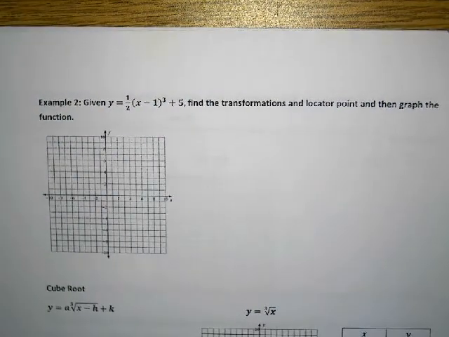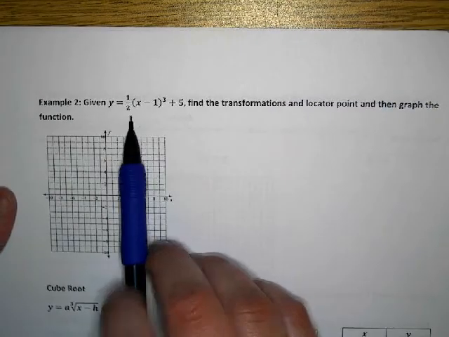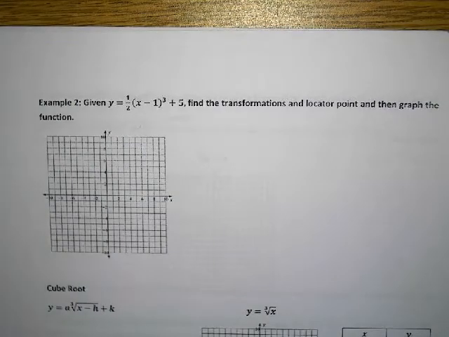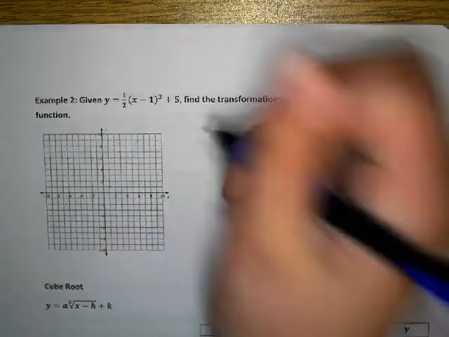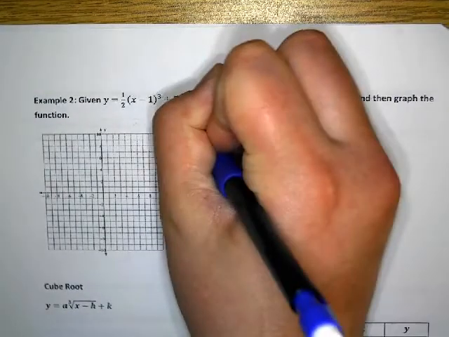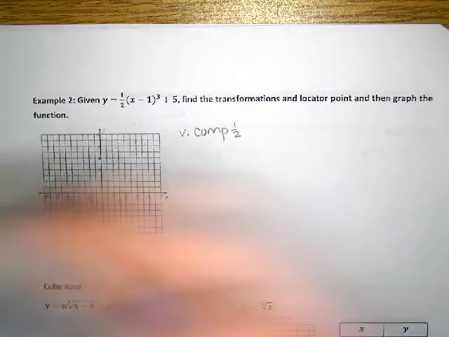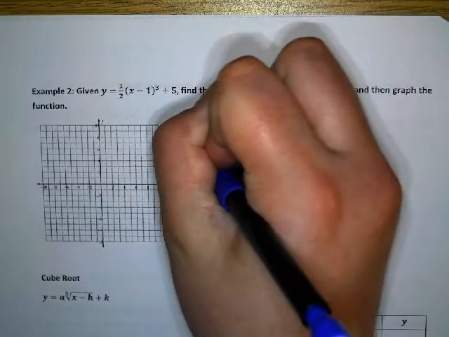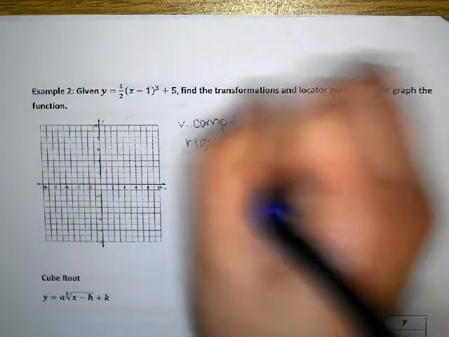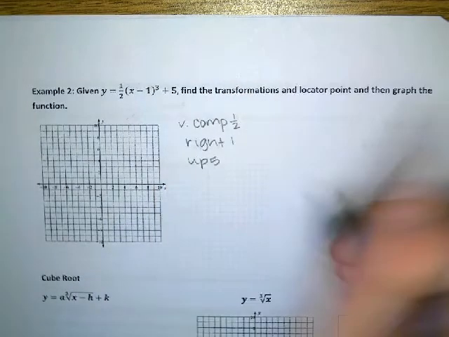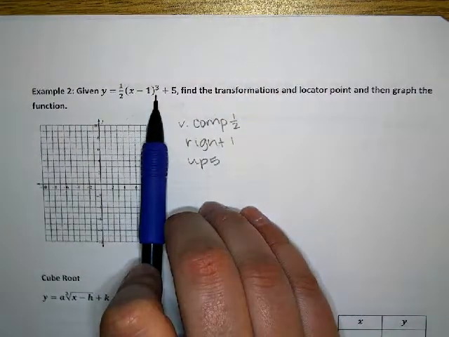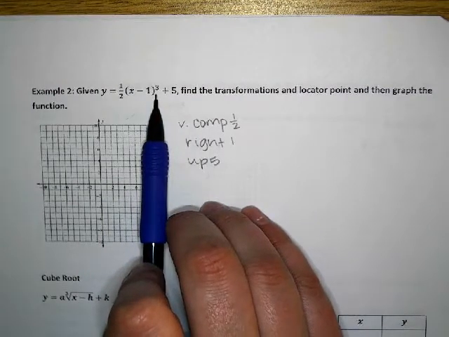So here we got to find the transformations and the locator point and then graph the function. So what are the transformations for example 2? Compression. Okay, compression of 1/2. Okay, vertical compression of 1/2. What else? Right 1. Up 5. Does the little exponent of 3 do anything? What does the little exponent of 3 tell you?